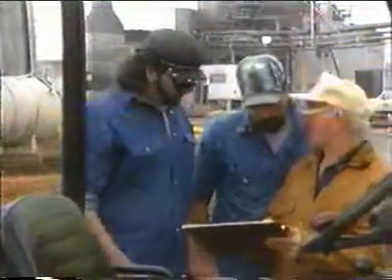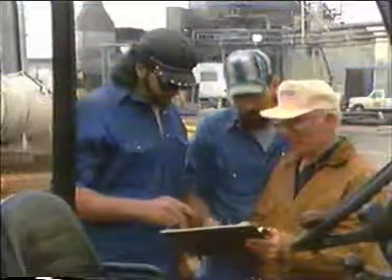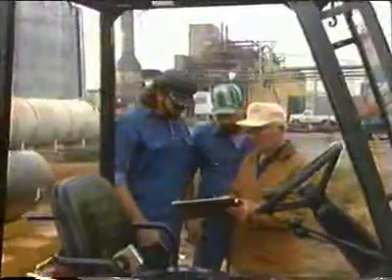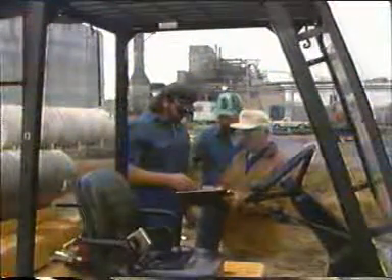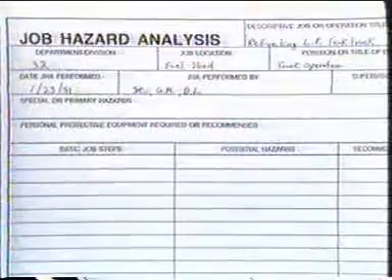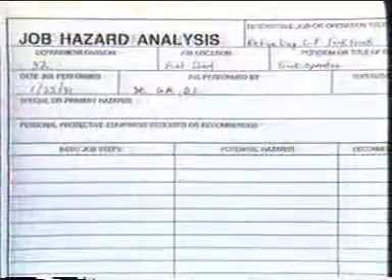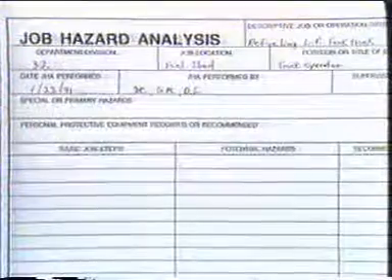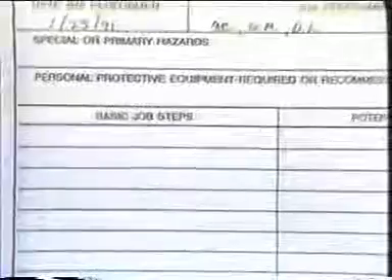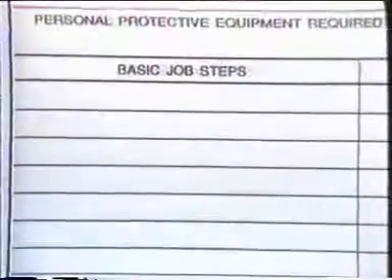As we said earlier, a JHA is a team effort. Normally, the team should include the most experienced operator, the person who is most familiar with the job procedures. Other employees who perform the job are included to serve as a check and balance, and to assure that no steps are omitted or performed out of sequence. Generally, a JHA form includes 3 columns, one for each part of the process. The first column is where the basic job steps are listed.